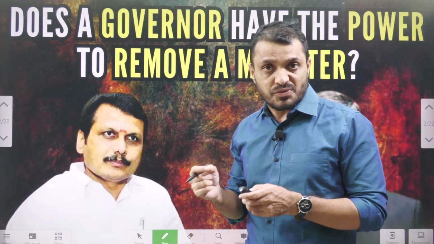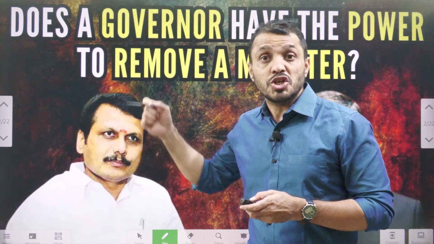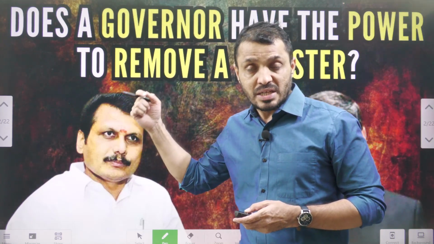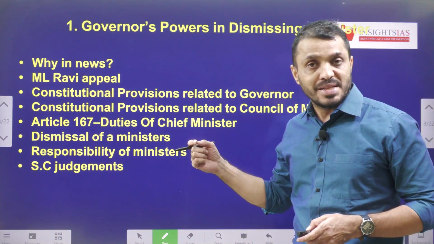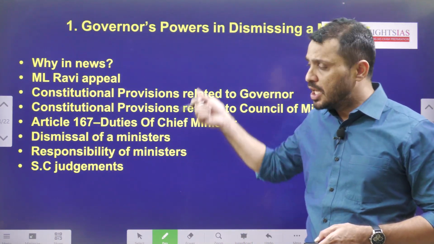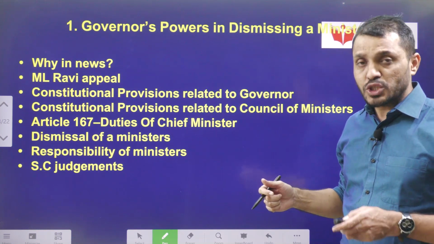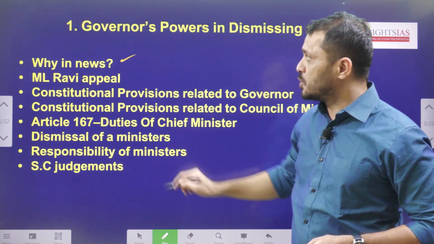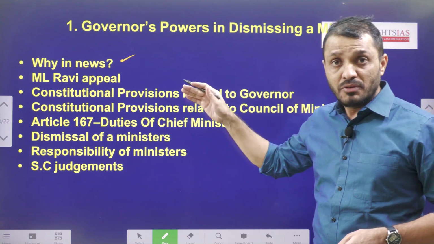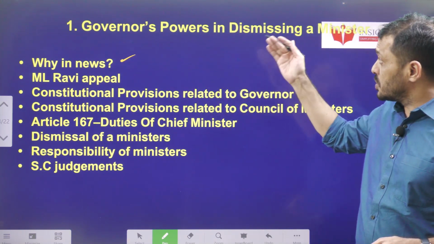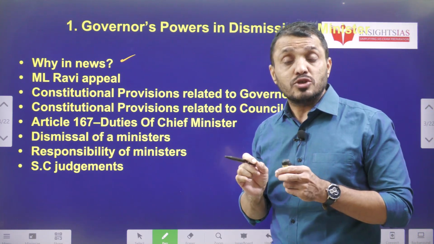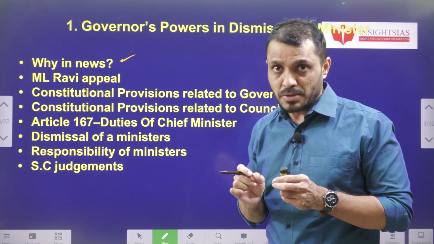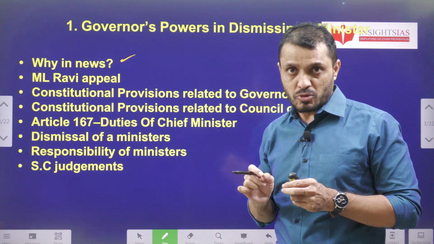Before we discuss further, let us first understand what we are going to learn in this video. That means we will check the learning objectives, then we will see the syllabus mapping. After that, we will go through the concepts. First, we will try to understand why this is in the news. The Supreme Court observed whether the governor has the power to remove or dismiss a minister. The Supreme Court observed that the governor does not have the power to dismiss a minister. That was the observation of the Supreme Court.